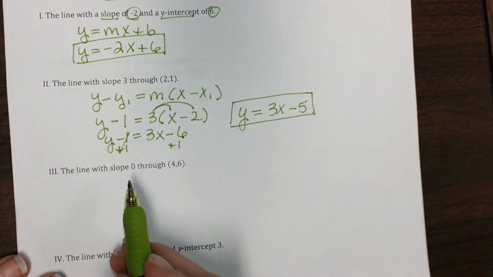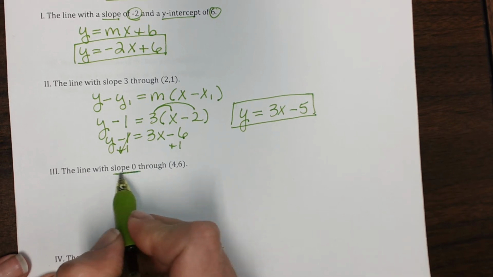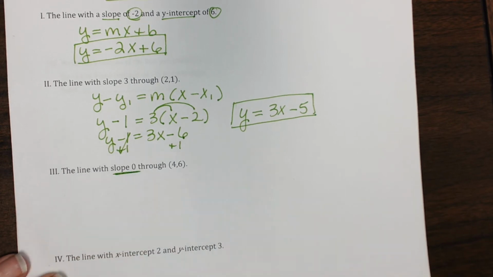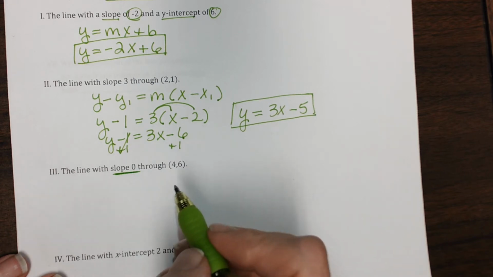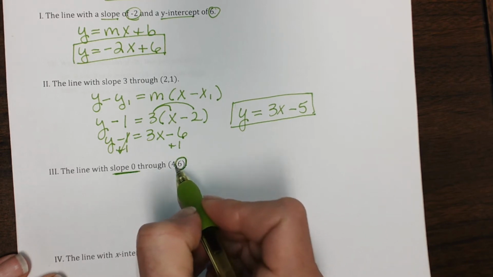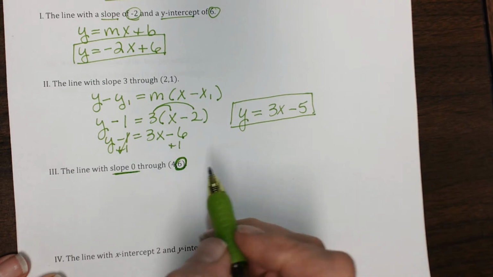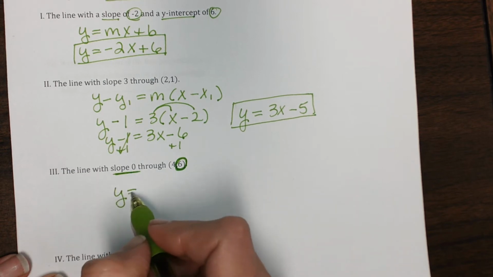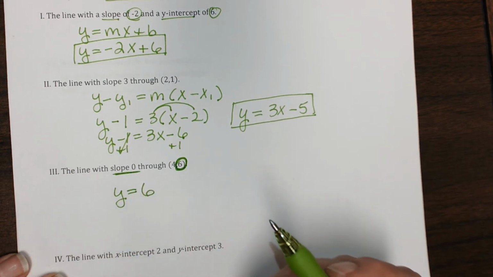Okay, now we already did talk about a slope of 0. A slope of 0 is a horizontal line, and it's a y equals line. It's the y equals line whatever the y value of the point is. So we can just write the equation y is equal to 6.